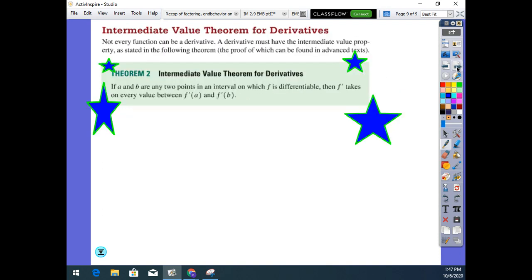And this is just the intermediate value theorem for derivatives. It's the same exact thing. If you have f prime of A and f prime of B, then everything in between is also a value.